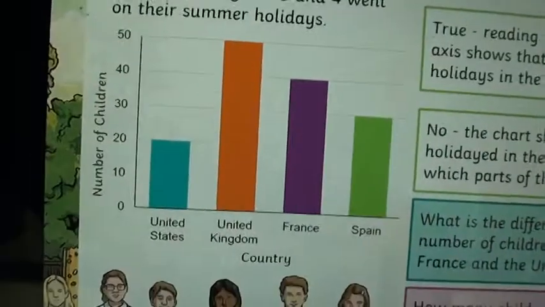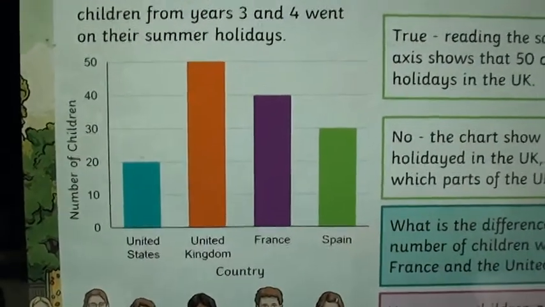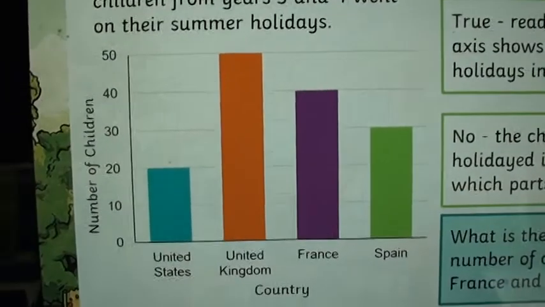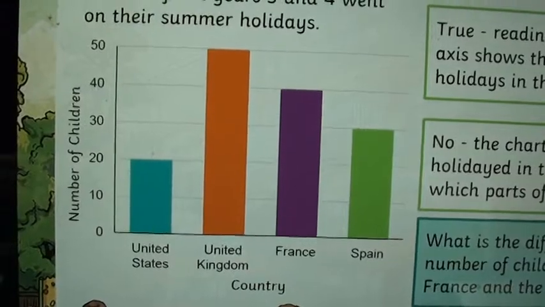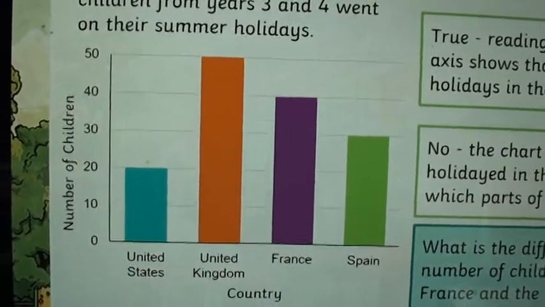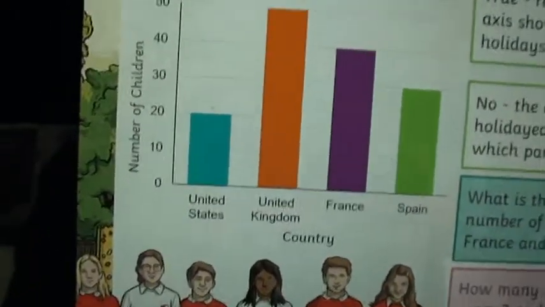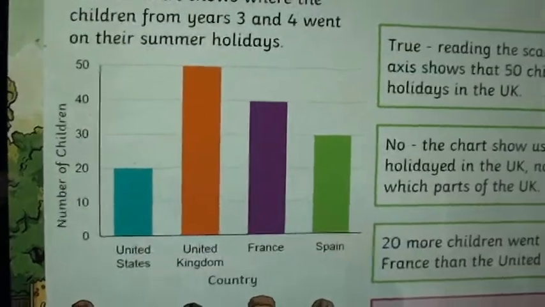What's the difference between the number of children who went to France and the United States? So France was 40, United States was 20, and what's the difference between 40 and 20? Do 40 take away 20? Shout out please. Answer is 20.